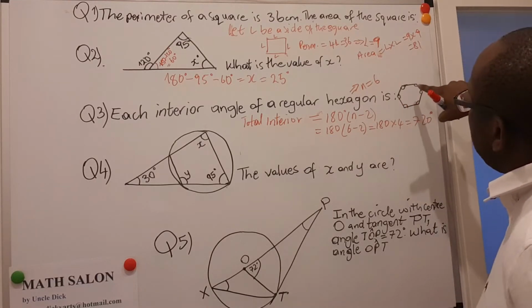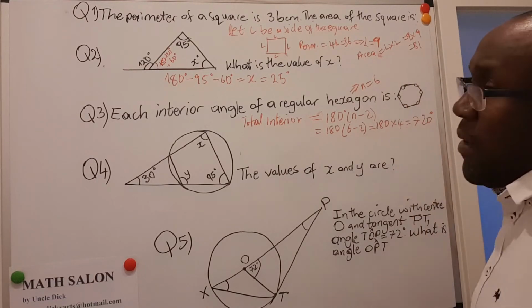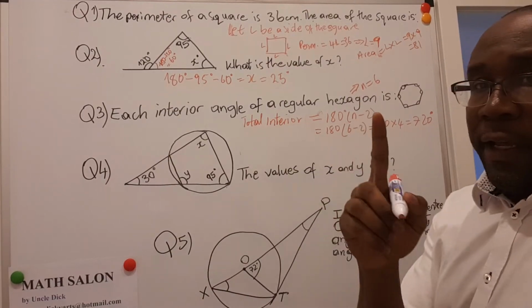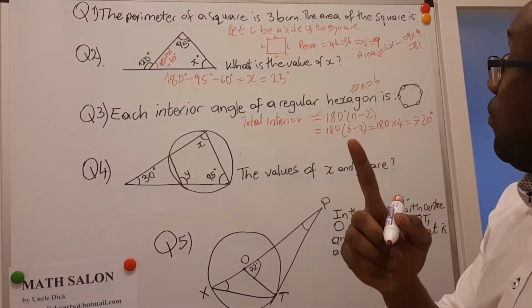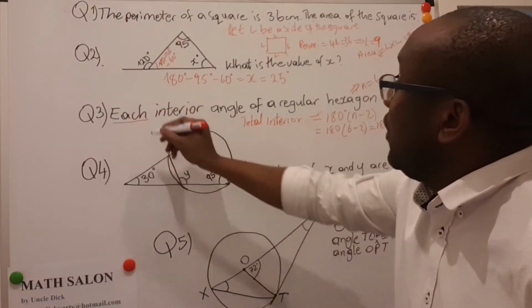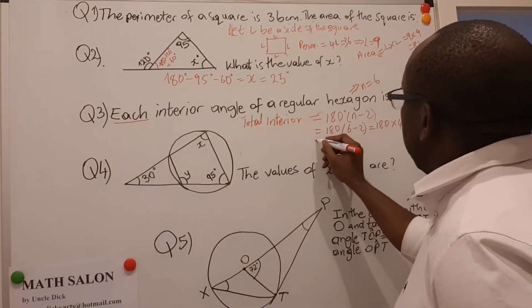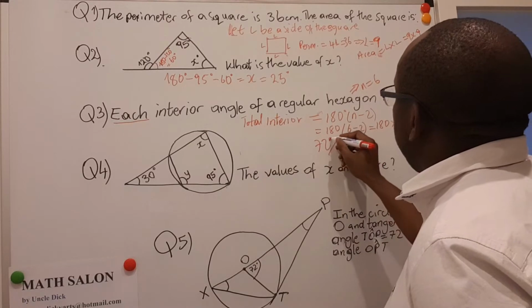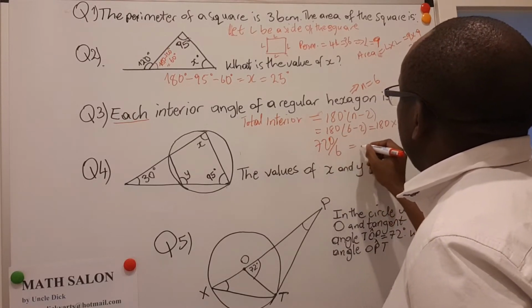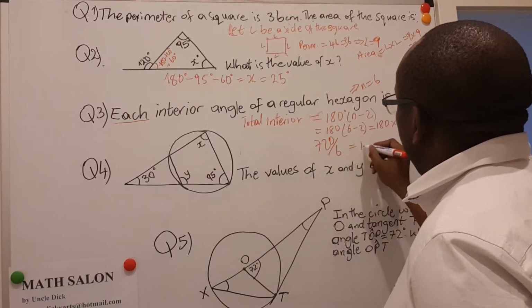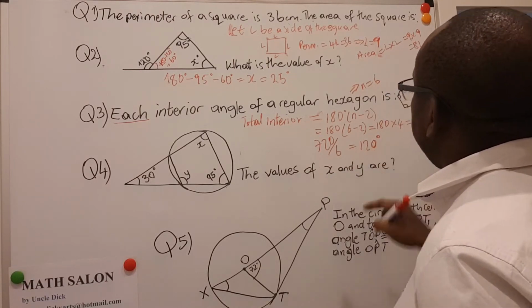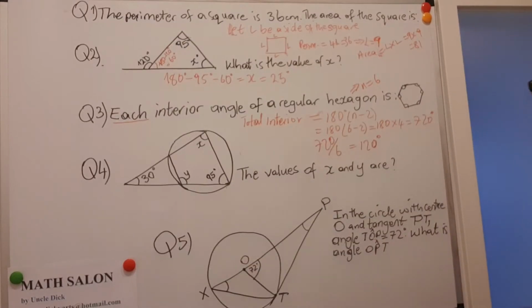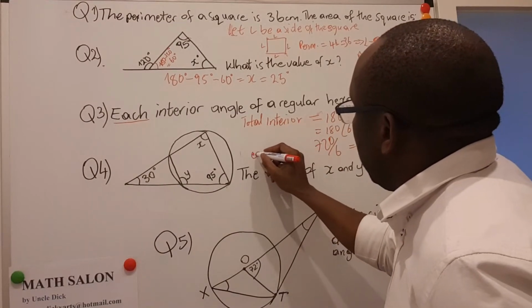The hexagon has 6 interior angles, and all of them are equal. So to know how much one angle is, because it's each, then we have to take 720 degrees divided by 6. And that's going to be 120 degrees. So each angle is 120 degrees.